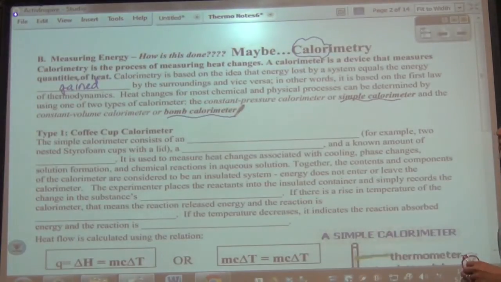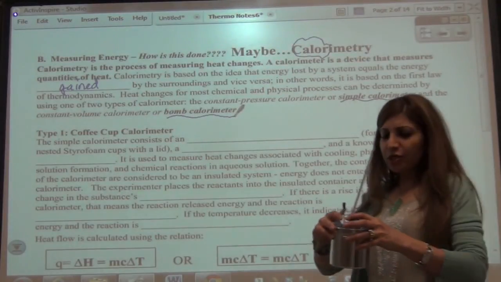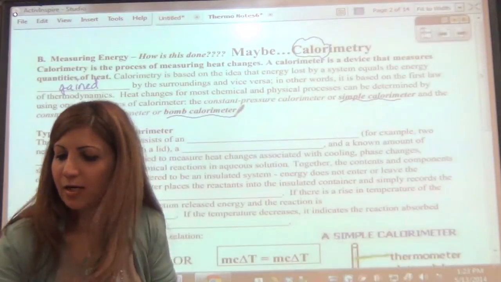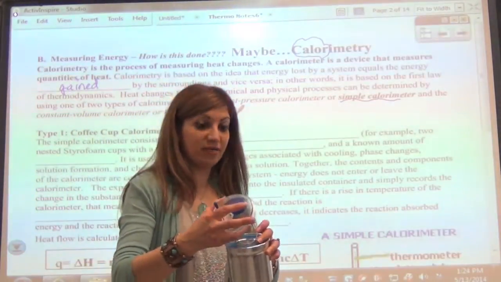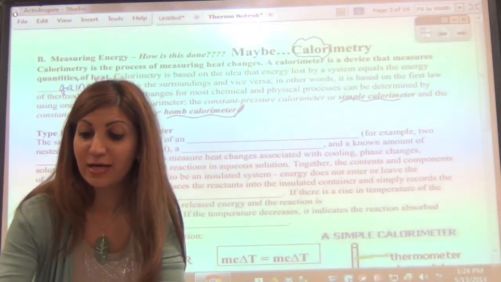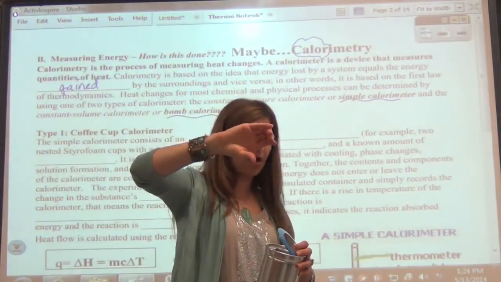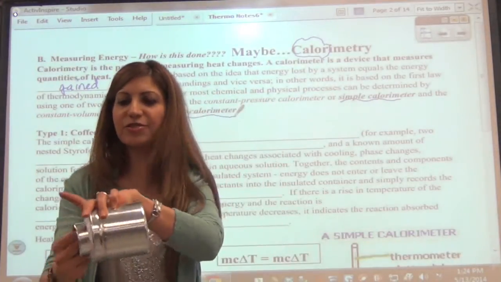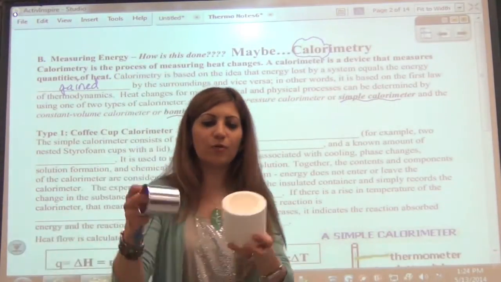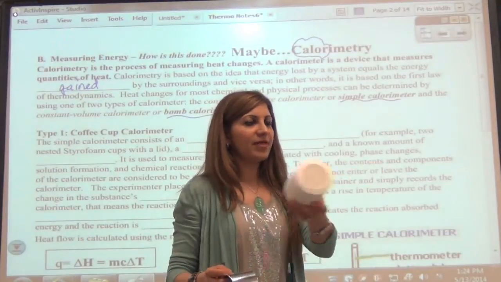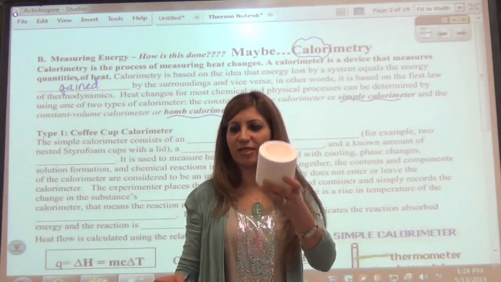So the simple calorimeter consists of, typically, and I'm going to show you a fancier simple calorimeter. Okay. So what I have here is, this could really just be a styrofoam cup, okay, with a styrofoam cup, a second cup covering it, like nestled in it. So I'm just going to take this all apart so you can see what this is. Styrofoam cup, that's called the insulation, okay? That's our insulation.